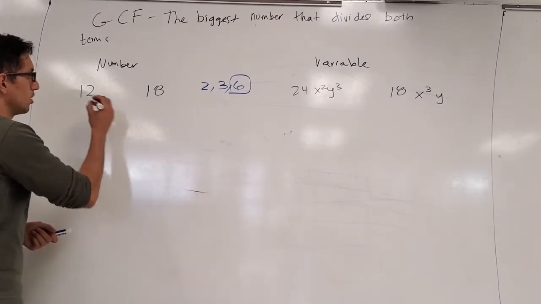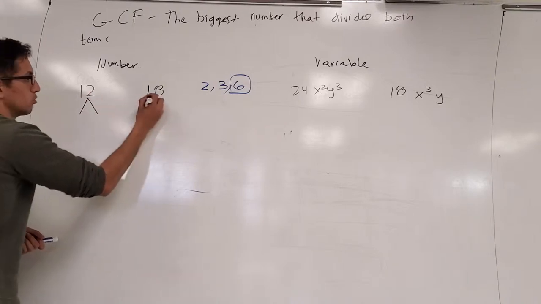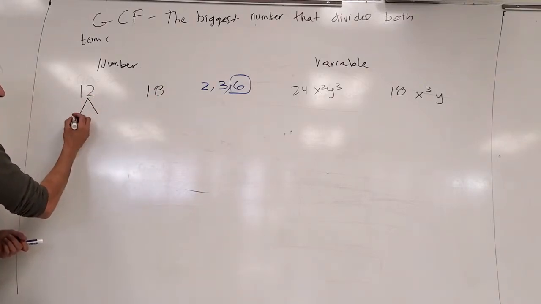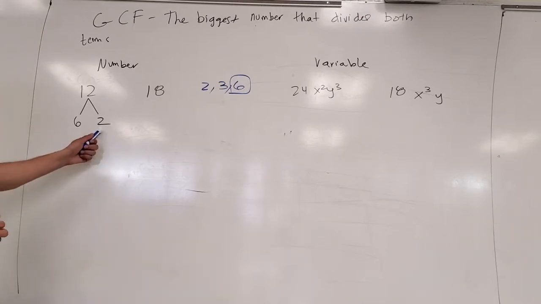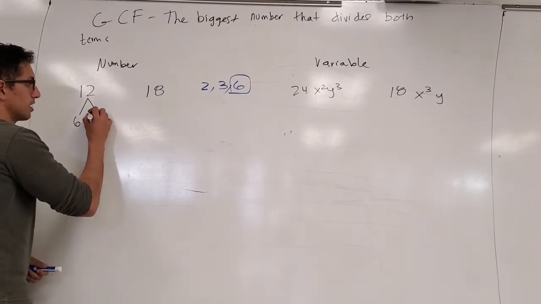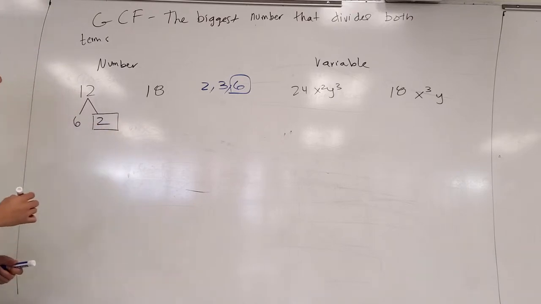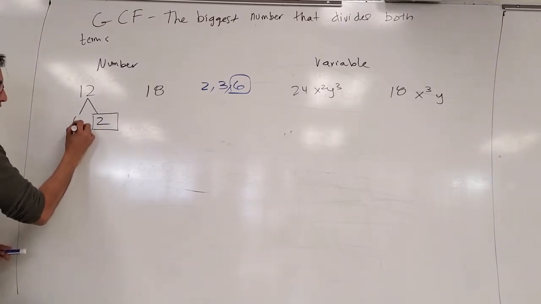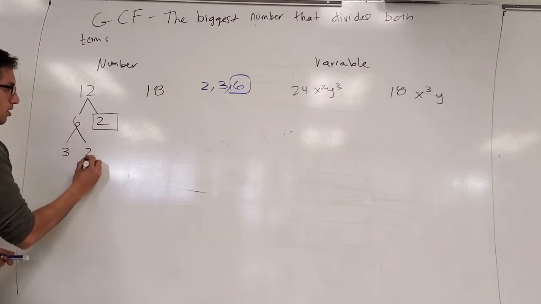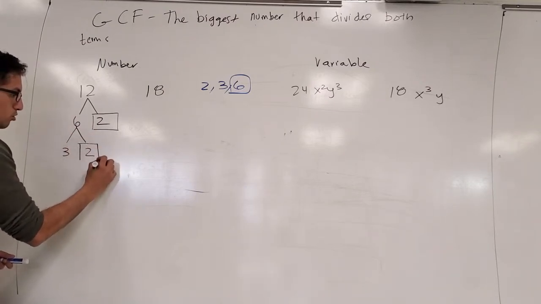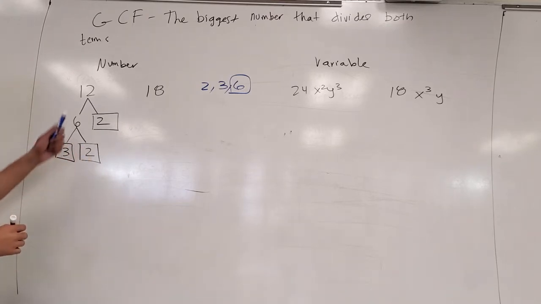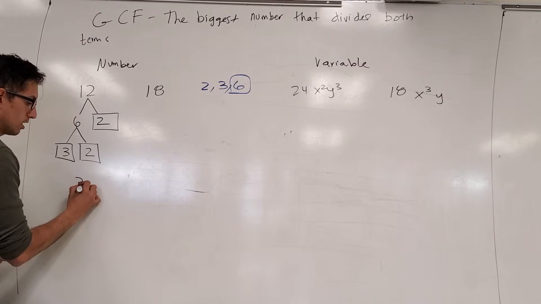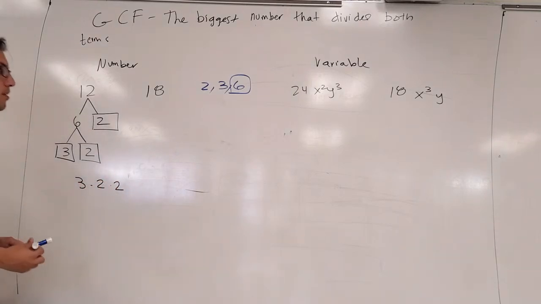be a bigger number. So what you need to do is think of two numbers that multiply to 12. 6 and 2 for me. All right? 2 here can't be divided by anything else, so I'm going to put a box around it and end it there. Think of two numbers that multiply to 6. 3 and 2. Again, I can't split 2 into anything else, so I put a box around it, and I put a box around 3. So 12 is the same thing as 3 times 2 times 2.